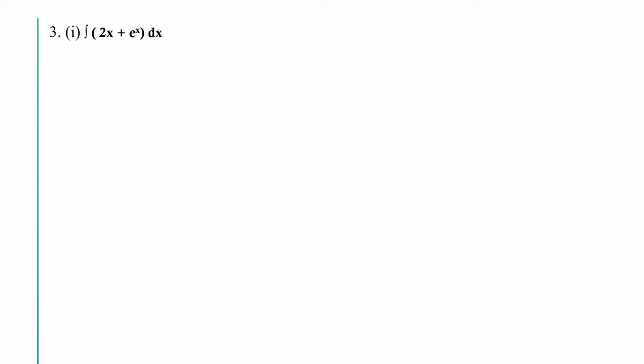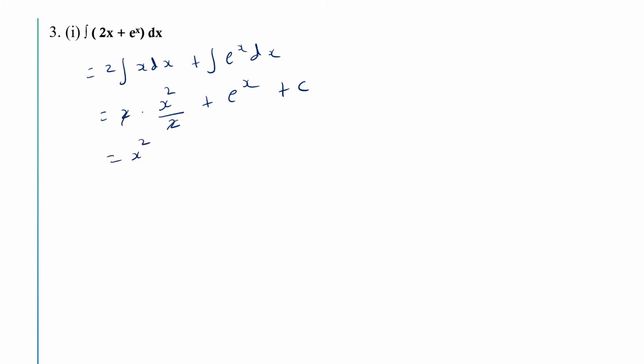The next question, integral of 2x plus e raised to x dx. So this is equal to 2 integral x dx plus integral e raised to x dx. Integral x dx is x raised to 1 plus 1 by 1 plus 1, so it is x squared by 2, plus integral e raised to x dx is e raised to x itself, plus c. So this is equal to x squared plus e raised to x plus c.